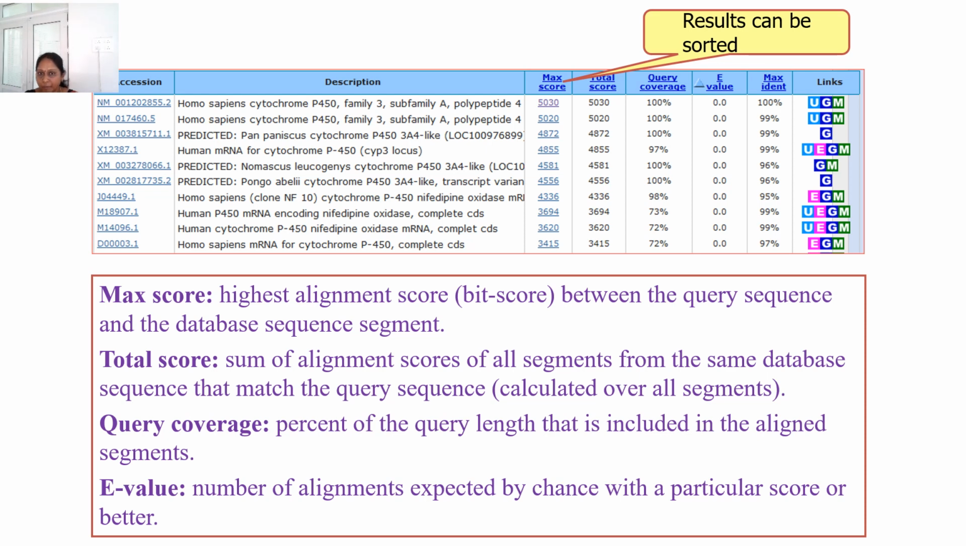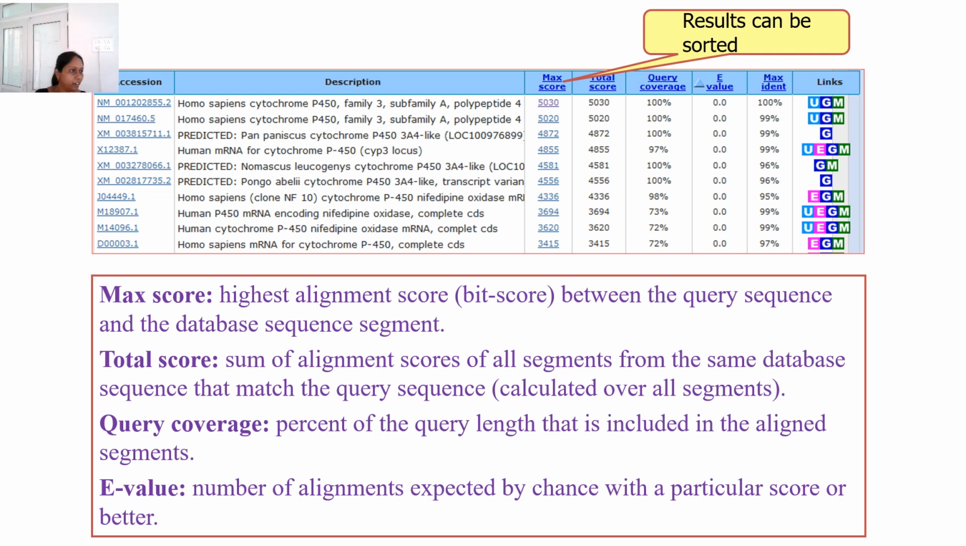So it will give you the maximum score, the total score, the query coverage, the e-value, and then the maximum identity percentage. The maximum score is the highest score, or else it is called the bit score. This score is calculated by summation of all your matches, mismatches, and gaps. When the score is higher, obviously it means that you have highly similar sequences, similar regions. So you will have a similar total score also.